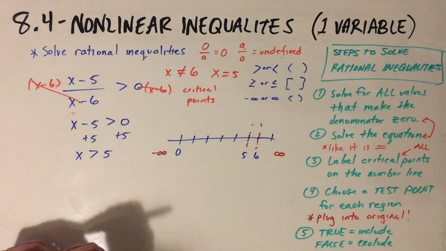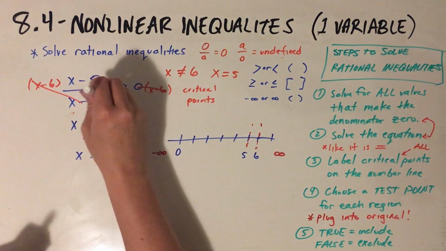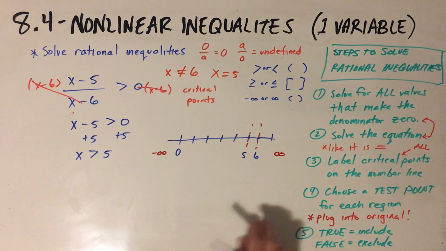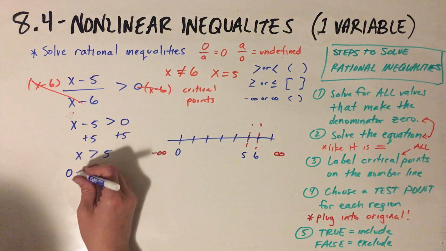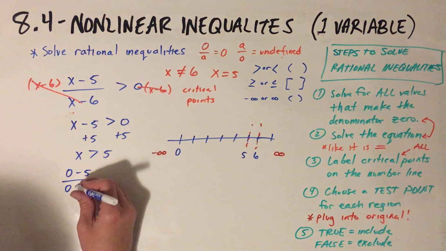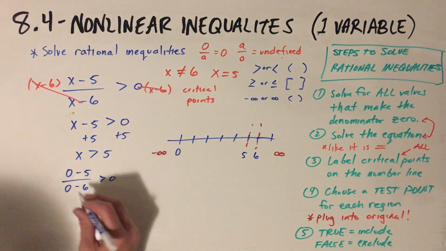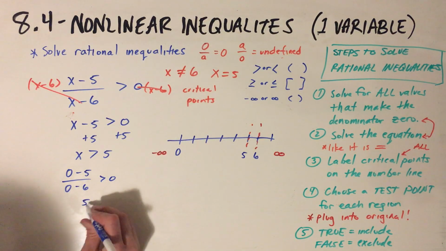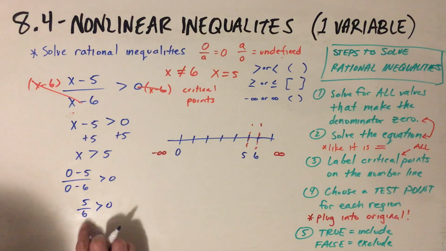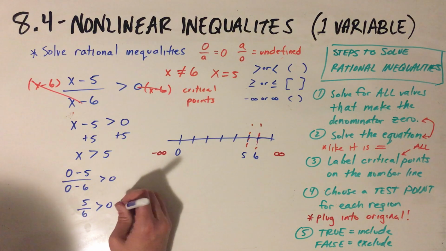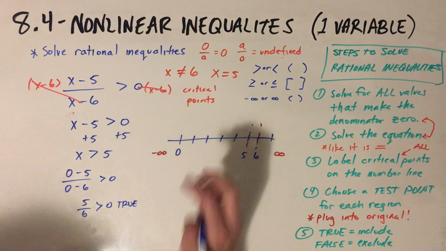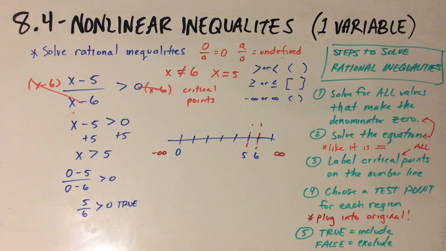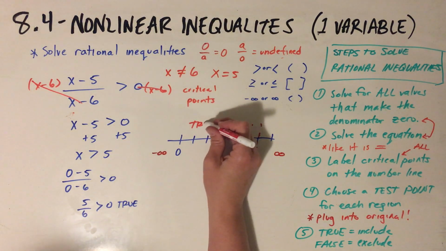All right, well, easiest thing to plug in is 0, so I'm going to plug in 0 into the original equation. Again, this is super important that you always plug it into the original so that you don't mess with signs or outcomes. So if x were 0, I would get -5 over -6, which actually turns out to be 5 over 6, is greater than 0. Well, this is positive, so anything positive is greater than 0, so this is true. Now again, 0 came from this region here. So any number that comes from this region here is going to be true.